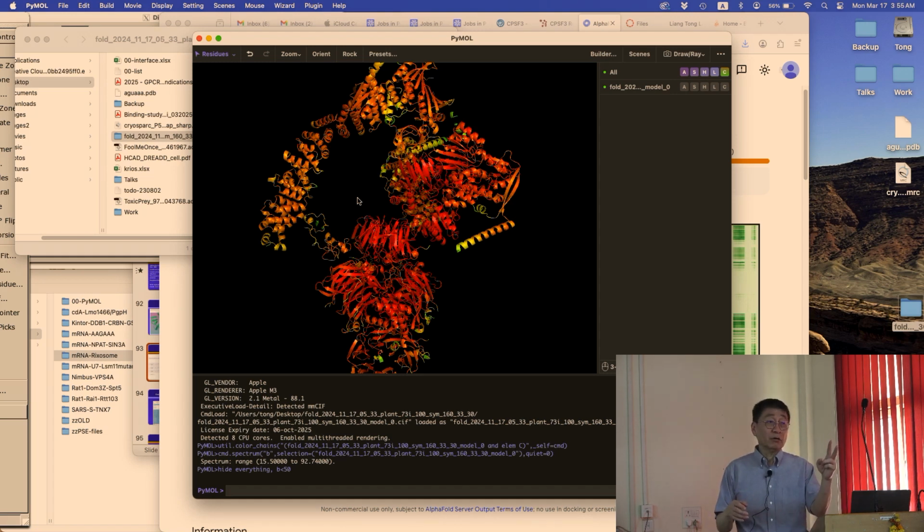It does happen, especially when 2 proteins don't interact. When you make a prediction, you get all kinds of different things. That will be a good control.